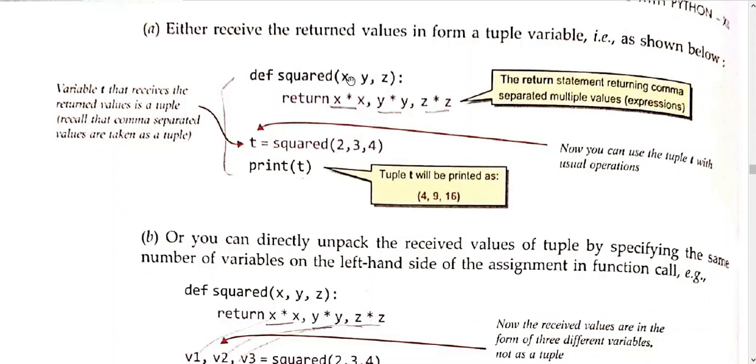So how will it take x, y, z values from this function call? As we call square with 2, 3, 4, it will go to the function definition and will replace x as 2, y as 3 and z as 4. Okay, then whatever is returned will be stored in t, then we are printing t. One thing you must keep in mind, this is going to print in the form of a tuple. Okay, we remember tuple is a data type.